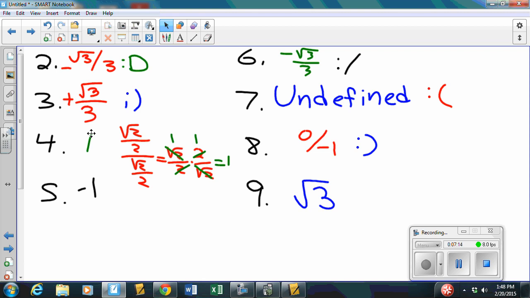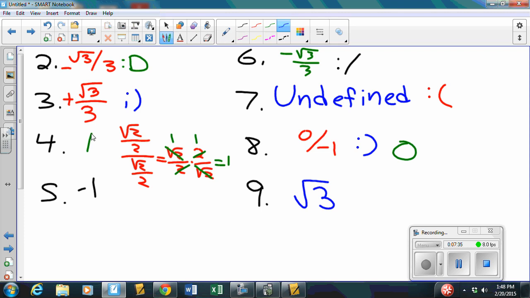Undefined. Yeah. What? You should have got 1 divided by 0, right? What's division by 0? Undefined. That's right. And then 8 was 0 over negative 1, which is 0. So you really should write this as 0. And 9, these guys got root 3.